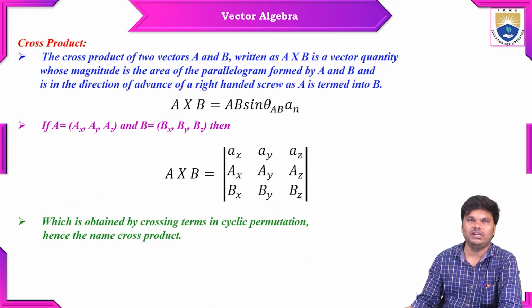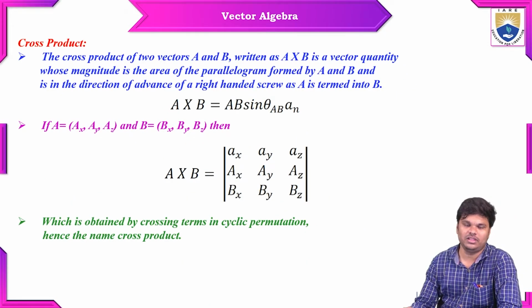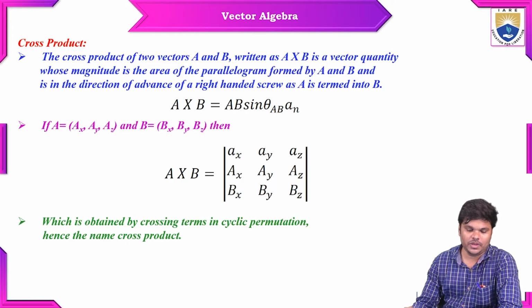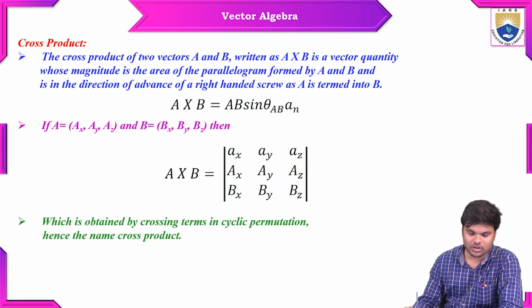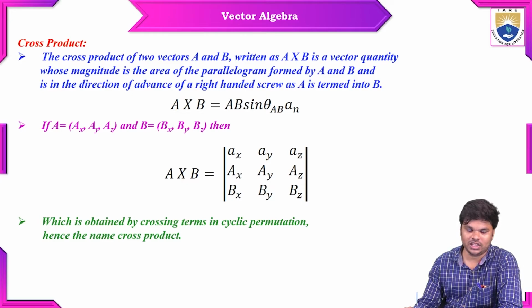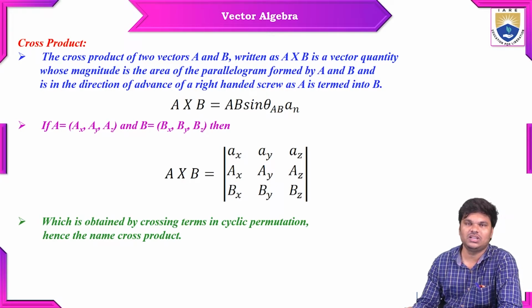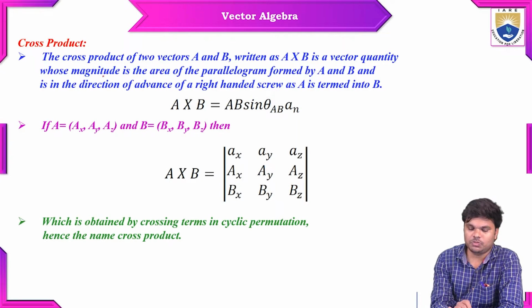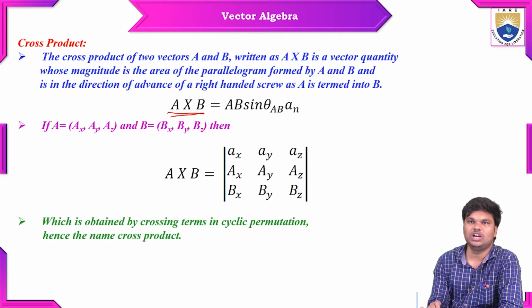As I said earlier, vector multiplication can be done in two ways. One is the dot product and the other one is the cross product. We have already seen how to perform the dot product when two vectors are given. Now let's see how to perform the cross product when two vectors are given. The cross product of two vectors A and B, written as A cross B, is a vector quantity whose magnitude is the area of the parallelogram formed by A and B, and is in the direction of the advance of a right-handed screw as A is turned into B.